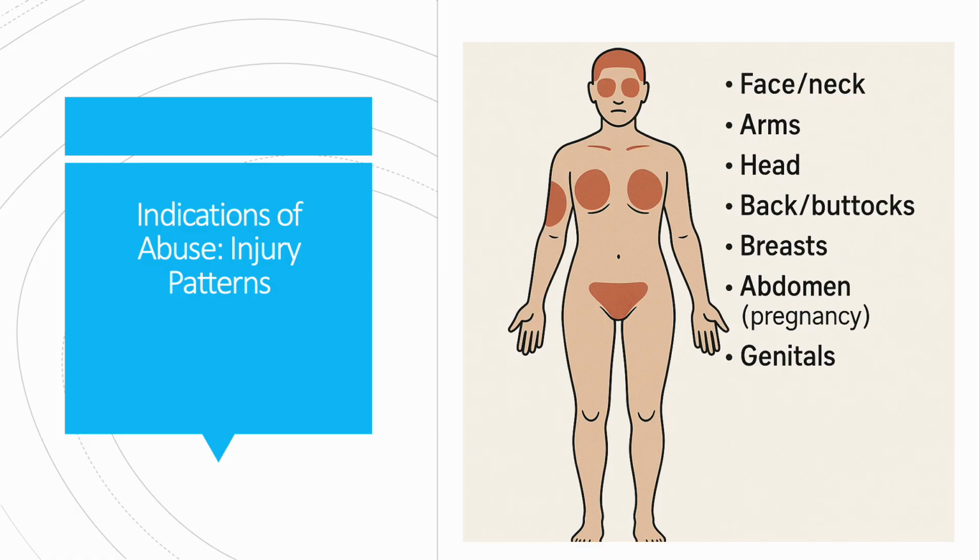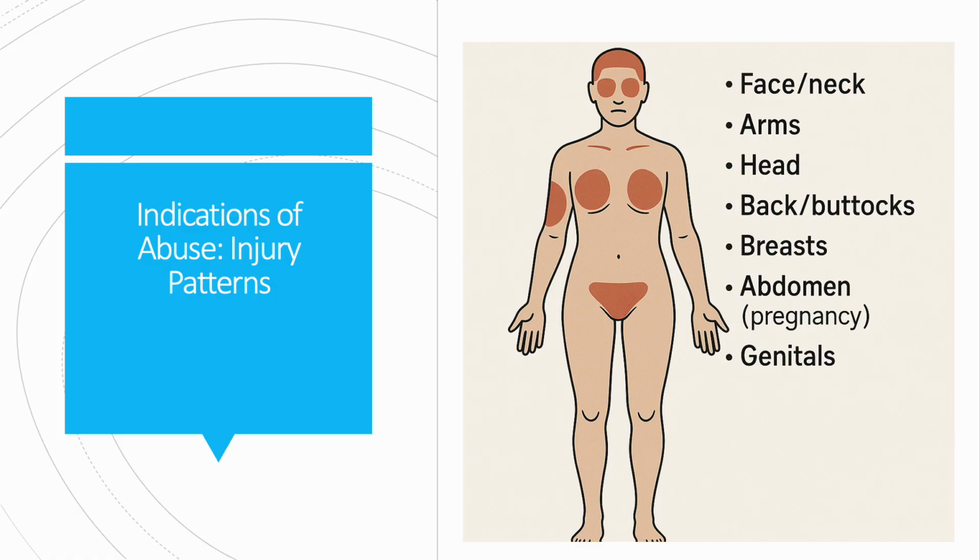Back and buttocks are often injured in cases of physical punishment or when the victim is struck while trying to flee. Because these body surfaces are usually covered by clothing, injuries here may not be visible without careful assessment. Bruises on the back or buttocks are highly suspicious in young children, frail elderly patients, or individuals with limited mobility. These locations typically do not align with accidental injury patterns.